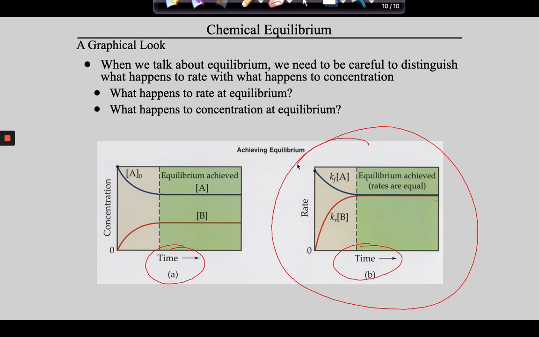And these are related. These equal rates cause this exchange to happen in an offsetting way, and that's why the concentrations become constant. Does that make sense? Okay.